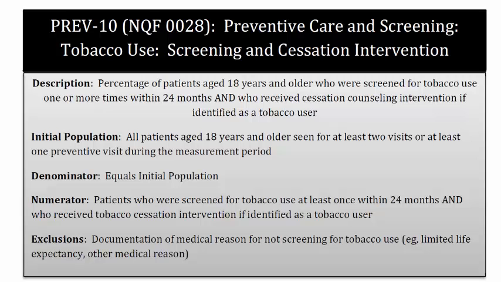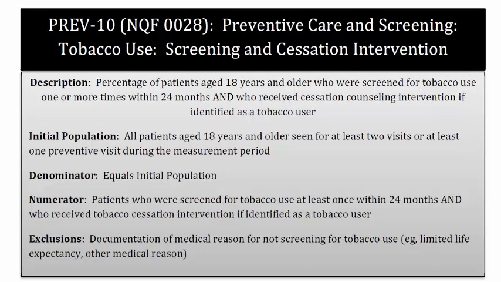The initial population is all patients aged 18 years and older seen for at least 2 visits or at least 1 preventative visit during the measurement period. The denominator equals initial population.